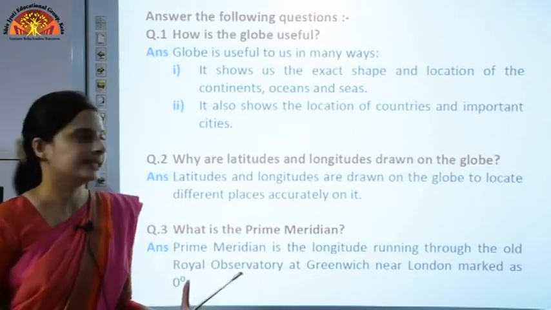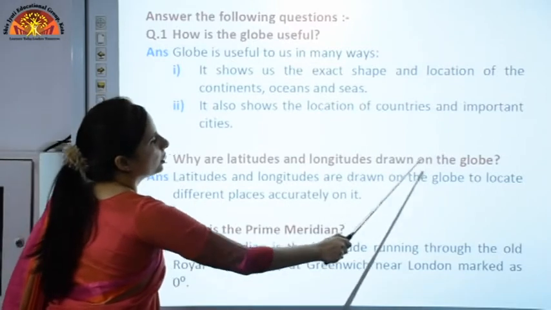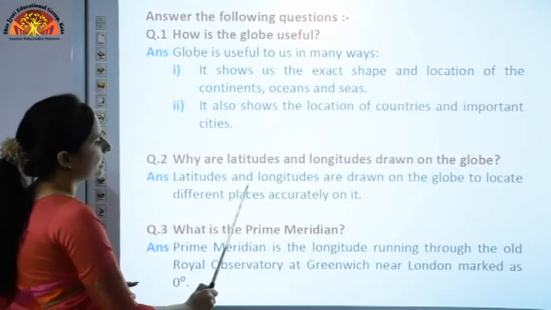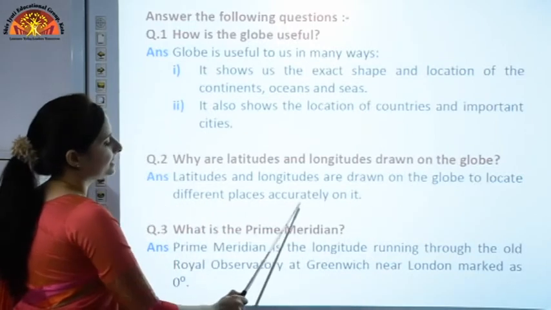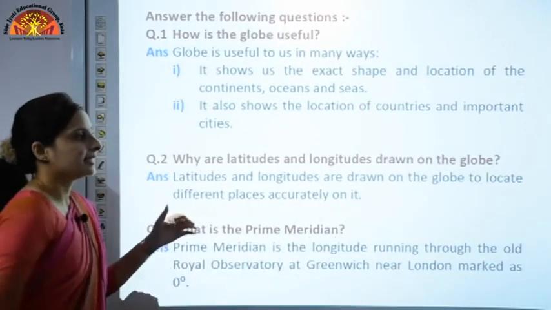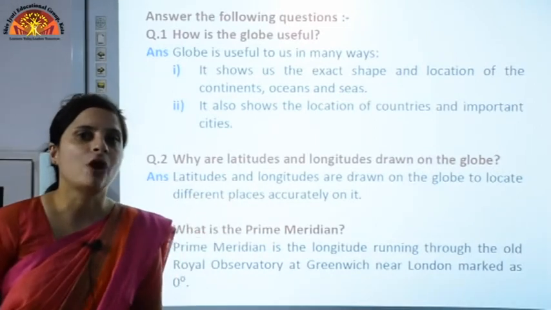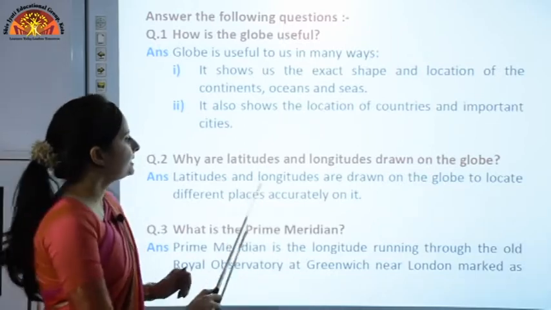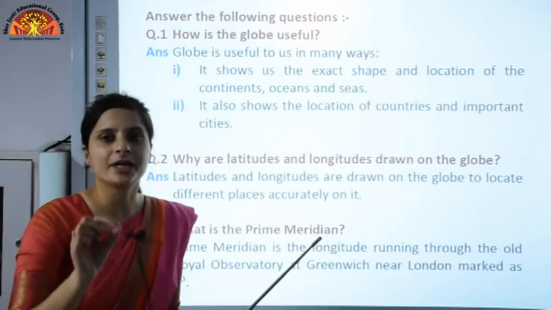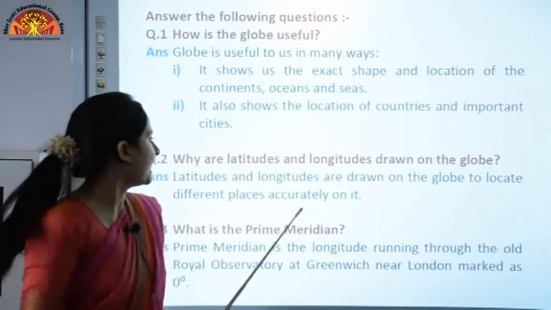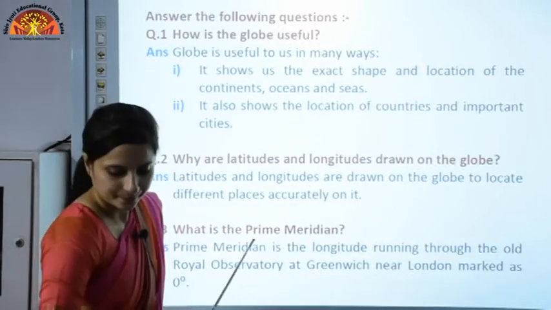Question 2 is, why are latitudes and longitudes drawn on the globe? Latitudes and longitudes are drawn on the globe to locate different places accurately on it. As you studied, latitudes and longitudes together form a grid, and on this grid the latitudes and longitudes meet at a single point, and each point is the location of a place. That is why we draw the lines of latitudes and longitudes on the globe.